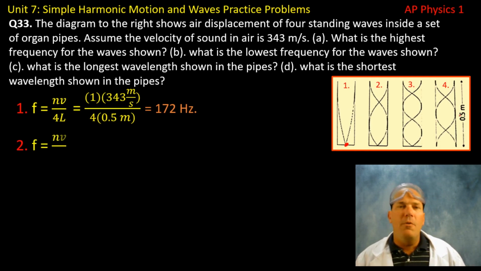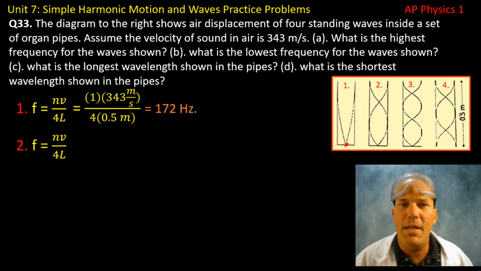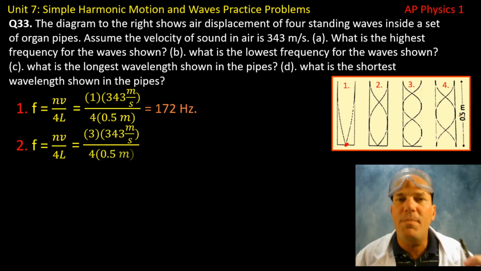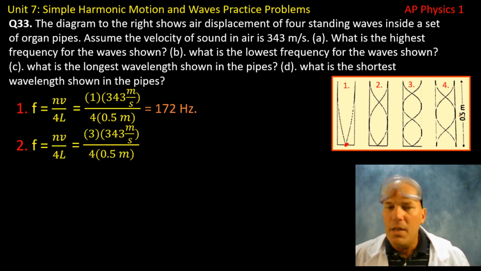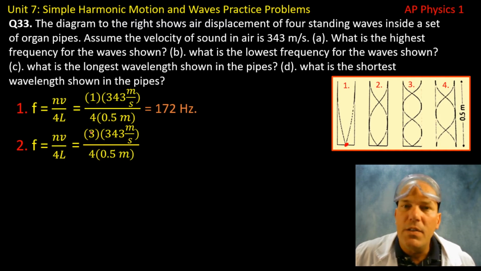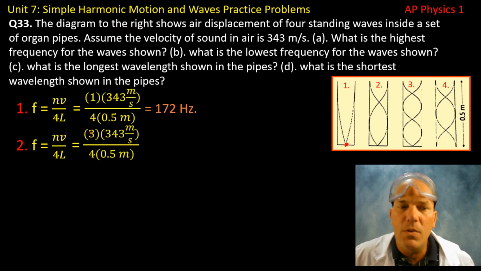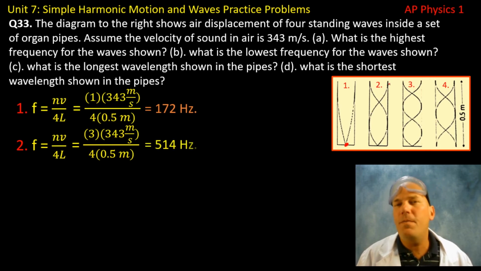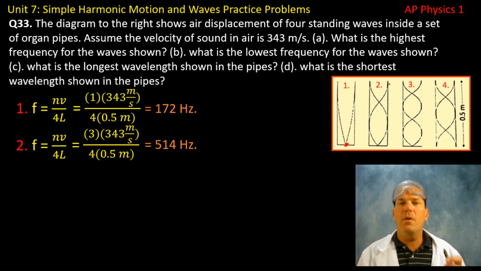Moving on, number 2, which is also a column or pipe that is open at one end and closed at the other, using the same equation, except this time, please note, this is n equals 3. So the harmonic number n equals 3. So our relationship here is going to be that we have 3/4 of a wavelength. And when you look at diagram 2, visually, I hope you can see that this is 3/4 of a wavelength. So our value here, 514 hertz for number 2.